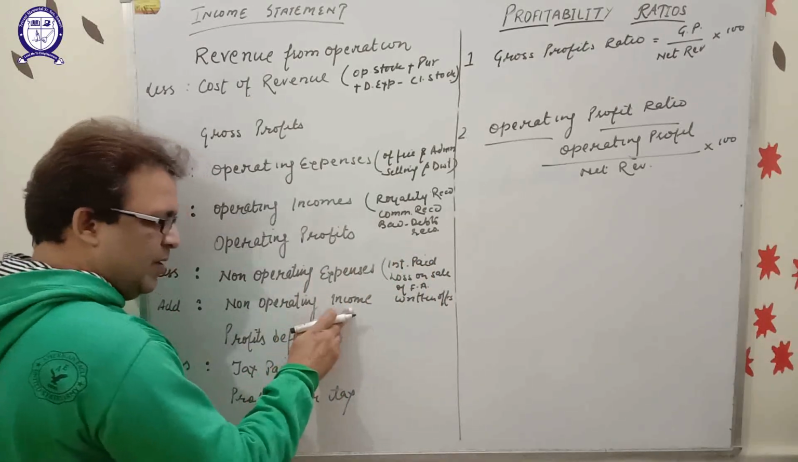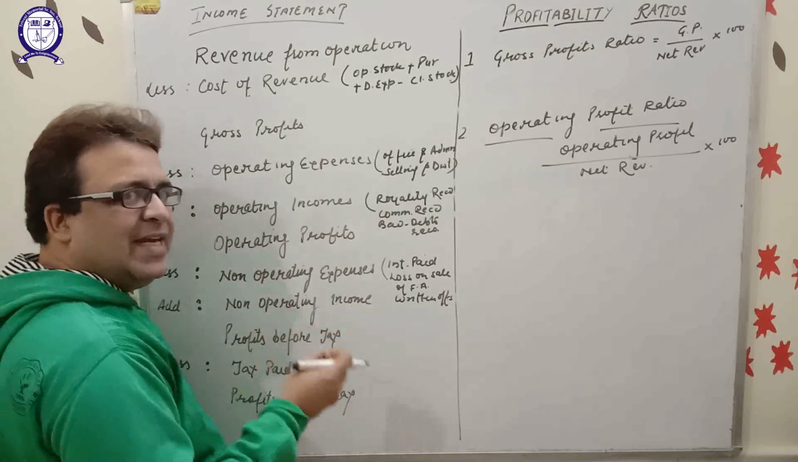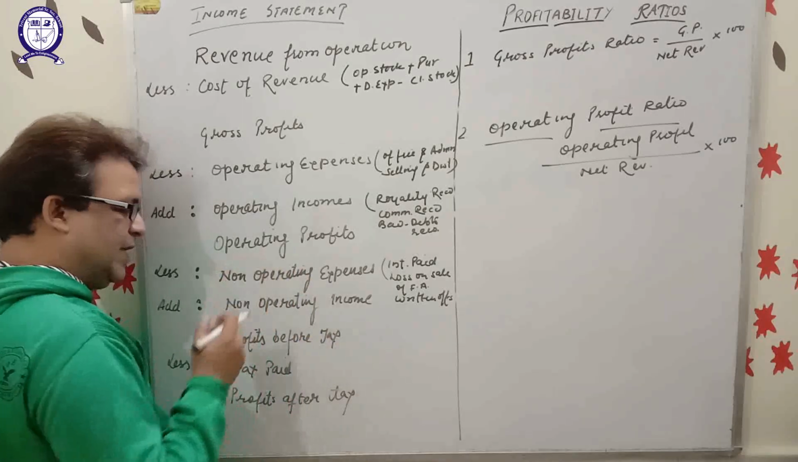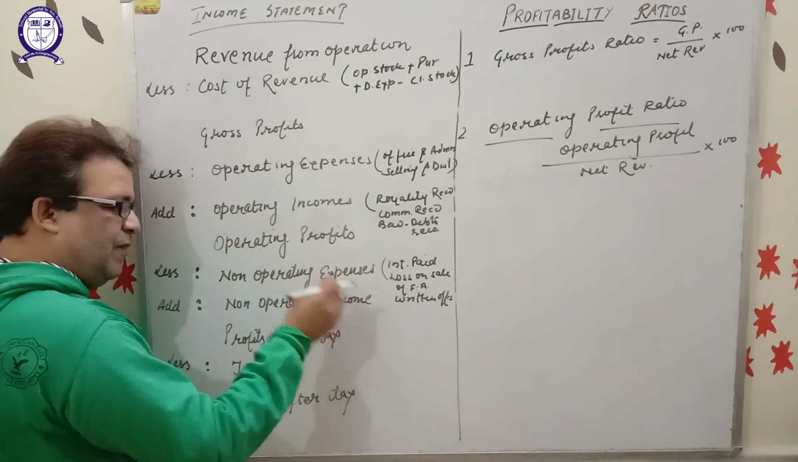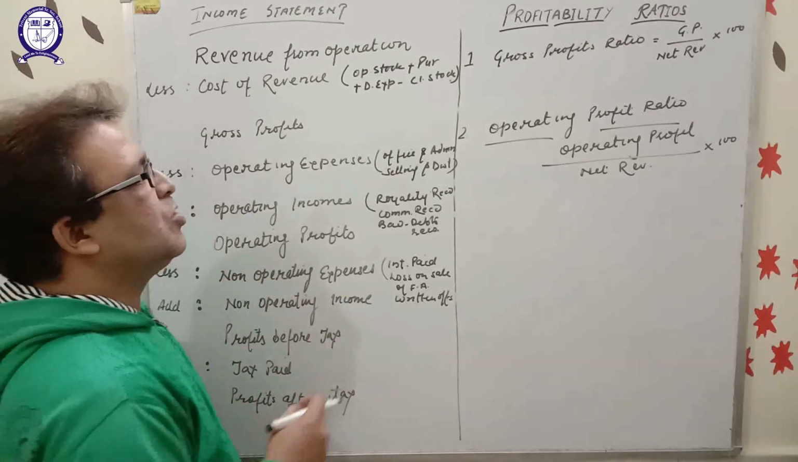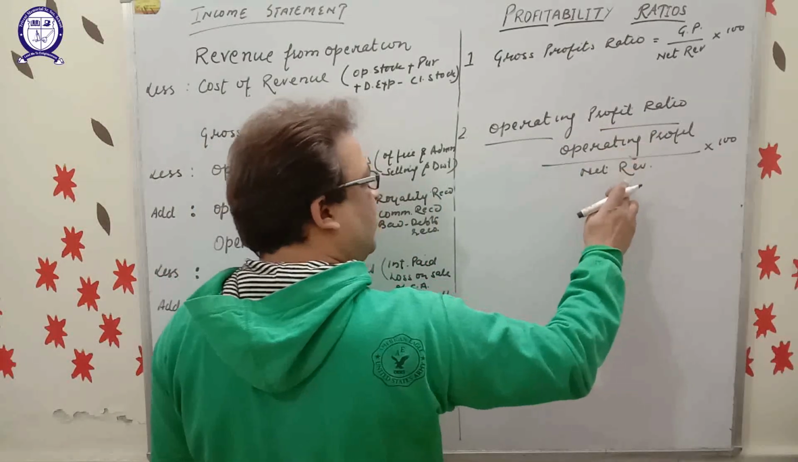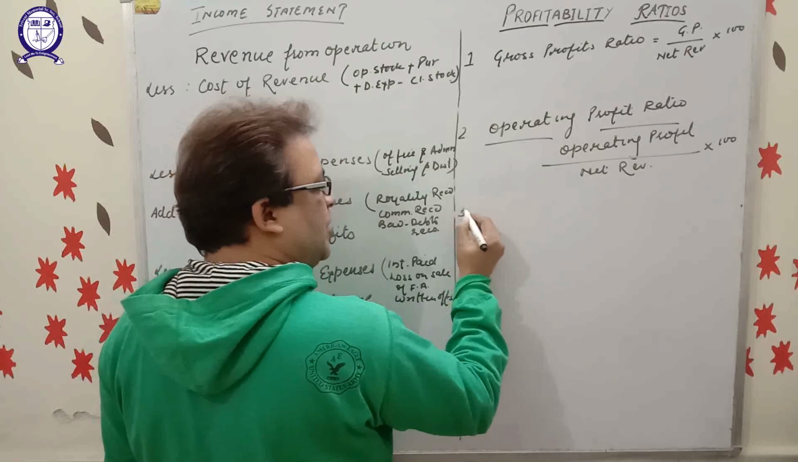Non-operating income examples: rent received, interest received, dividend received, profit on sale of fixed assets. So what is the formula of operating profit ratio? Operating profit divided by net revenue into 100.